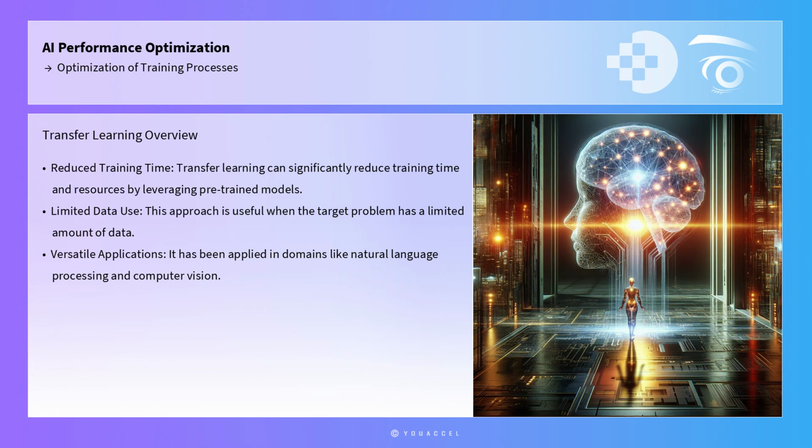Transfer learning is a powerful framework that can significantly reduce training time and resources by leveraging pre-trained models. This approach is particularly useful when the target problem has a limited amount of data. By using a model trained on a related task, transfer learning allows AI practitioners to fine-tune the model on their specific dataset, thus accelerating the learning process and potentially improving performance.